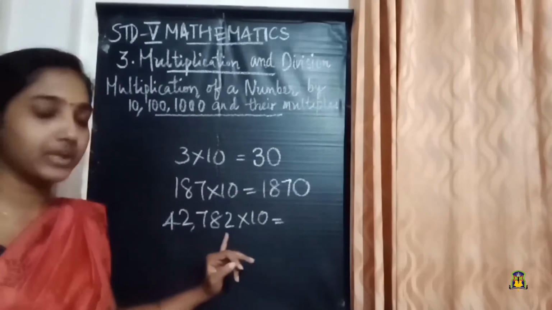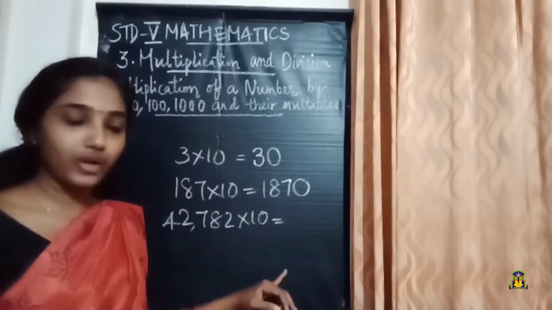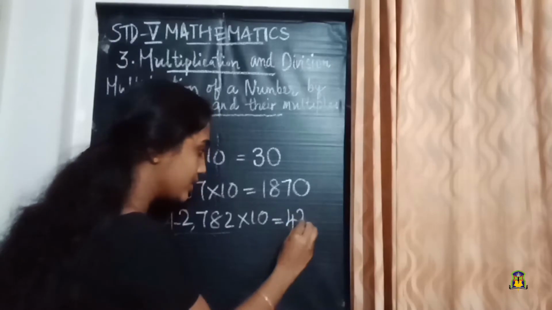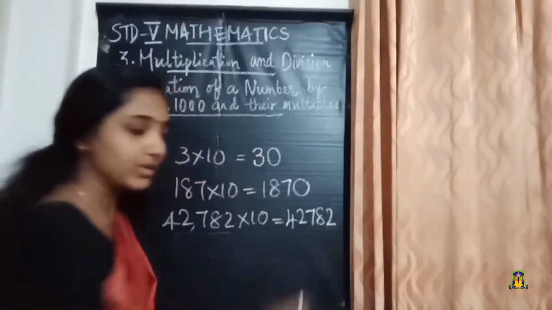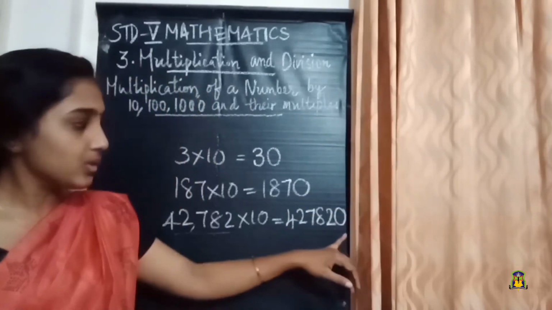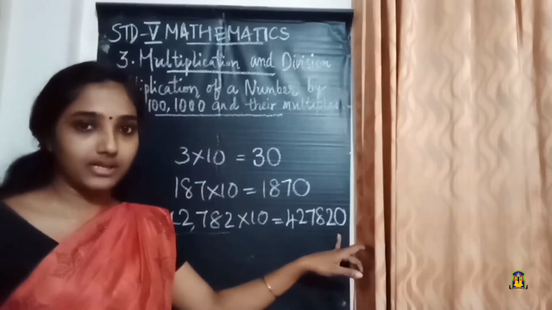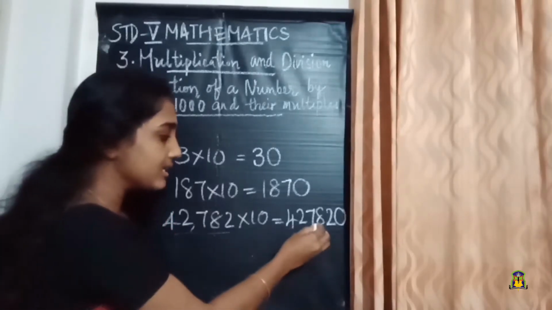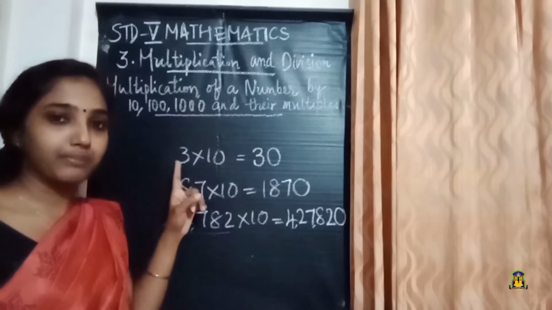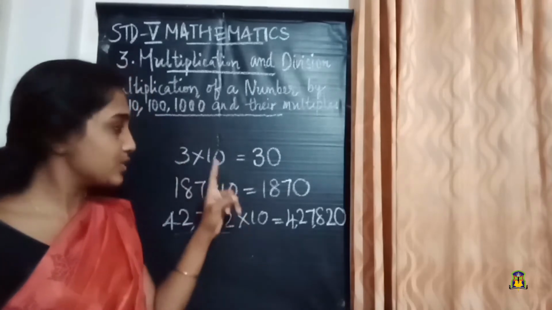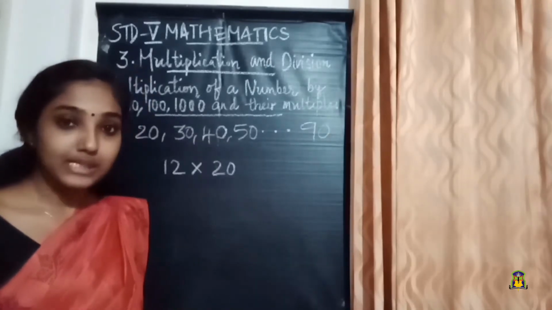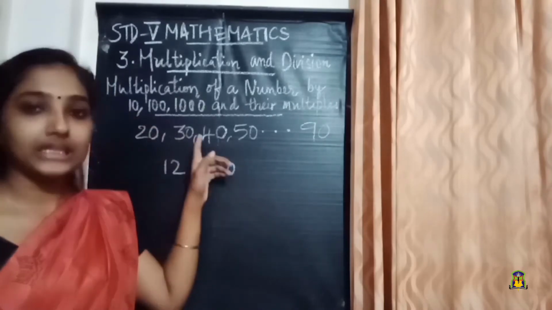42,782 into 10. What will be the product? First we write this number itself, 42,782, and we just add a 0, since 10 is 1 0. So we add a 0 to its right end. The product is 4,27,820. So to multiply a number by 10, we write the number and also add a 0 to its right end.